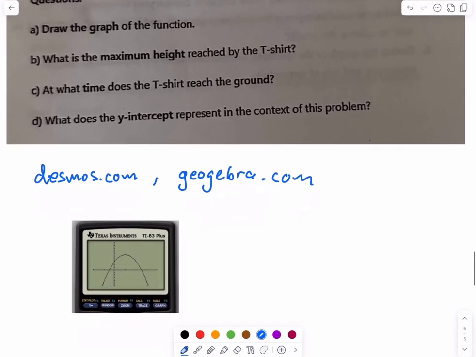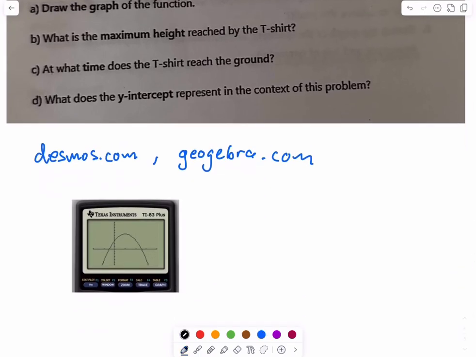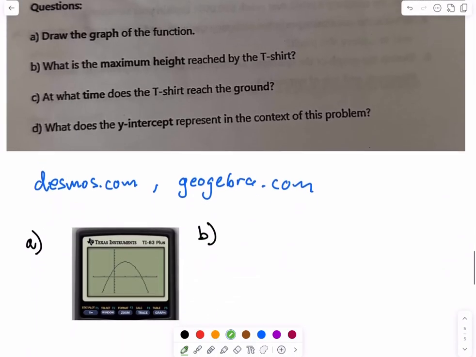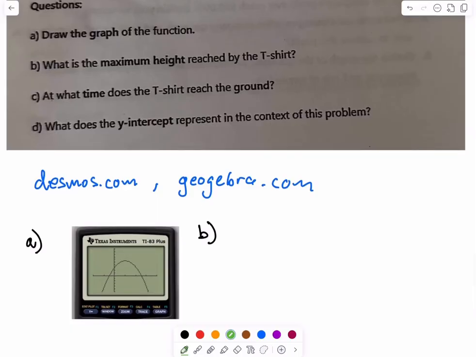Okay, so that's draw the graph. What is the maximum height? Let's work part B here. Again, for a quadratic, notice we have a U-shaped curve that opens downward. We said we had a y-intercept of 1.5, and on the y-axis we went by 0.5, so that's why it's the third tick mark.